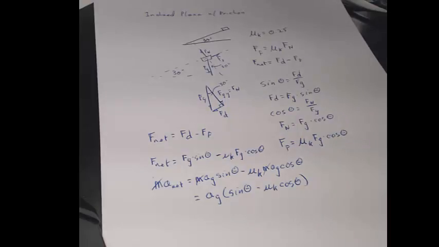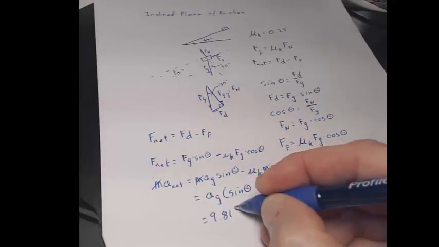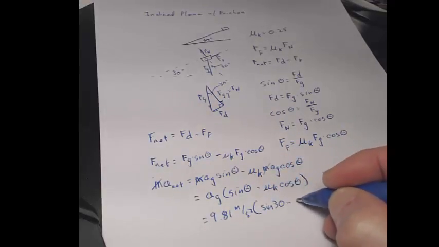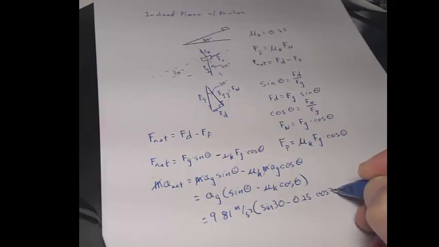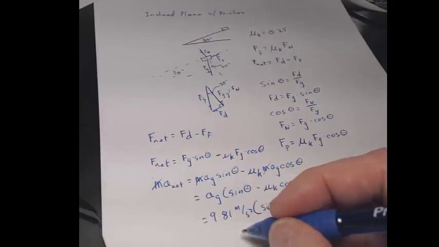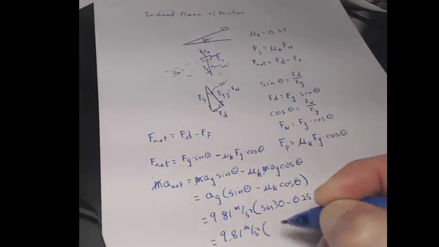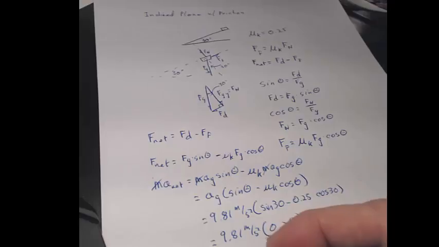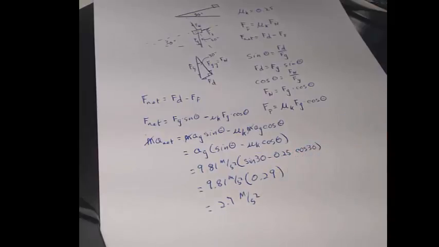I can't see a way to make this any simpler, so now I'm going to plug in some numbers. I know acceleration due to gravity is going to be 9.81 meters per second squared, times the sine of 30 degrees minus my coefficient of kinetic friction, 0.25, times the cosine of 30 degrees. I'm going to end up with 9.81 meters per second squared times about 0.28, and I'll end up with 2.7 meters per second squared as the acceleration that's going down the hill.